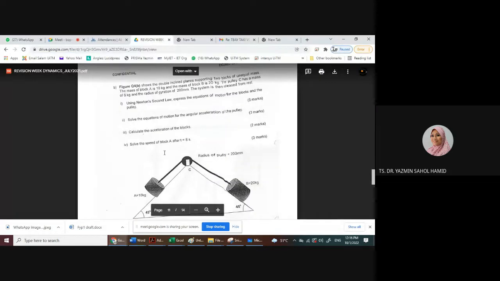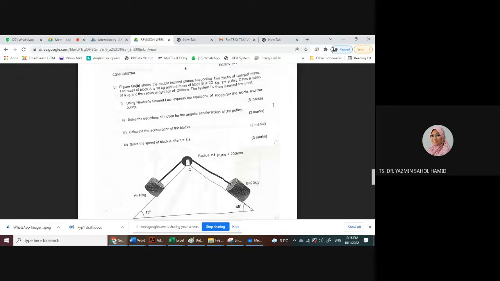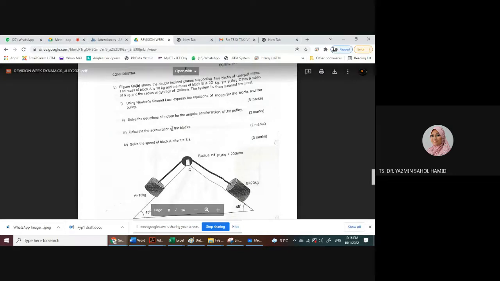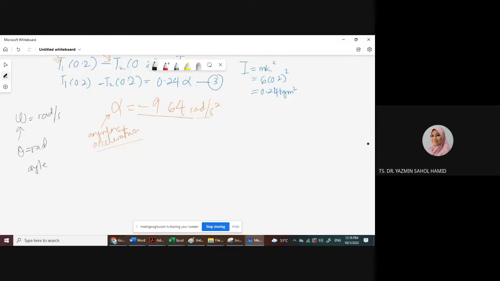Okay, next question. So, you dah jawab. Tadi 5 markah nak tulis equation tu. Lepas tu 3 markah untuk calculate acceleration. Next ialah calculate acceleration pula. Tadi angular acceleration. Now acceleration. Apa formula tadi? Ni soalan nombor 3 pula, a equals to R alpha. Alpha kita dah dapat kan? So boleh tak kita calculate acceleration of the blocks? So R adalah radius 0.2, alpha adalah 9.64.